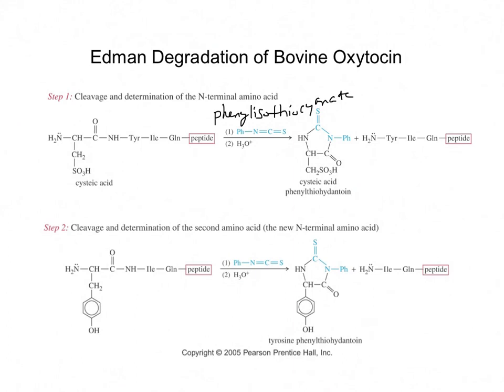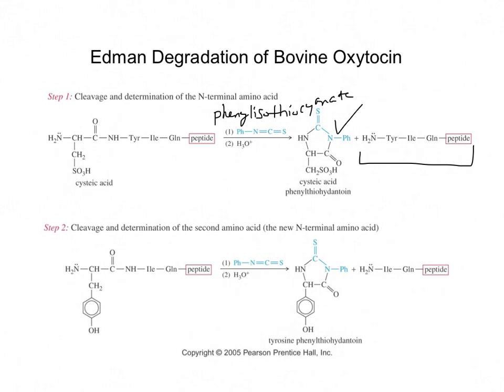So now take a look. This is now separated from the molecule. It's gone. You analyze it with chromatography, compare it to standards, so you know what it is. So at this point, I know that I had cysteic acid at the end. This now becomes my unknown, so I've dug one in.